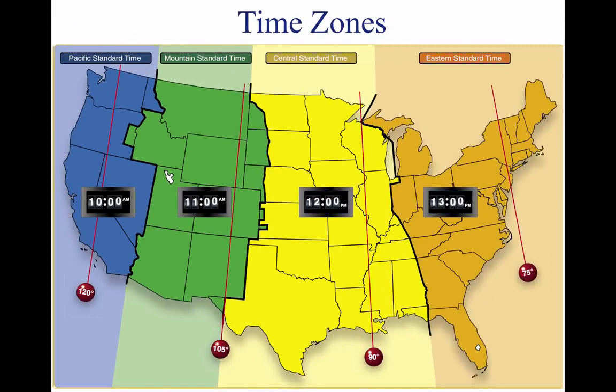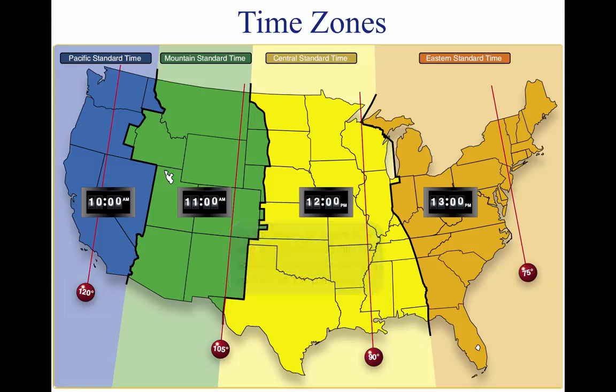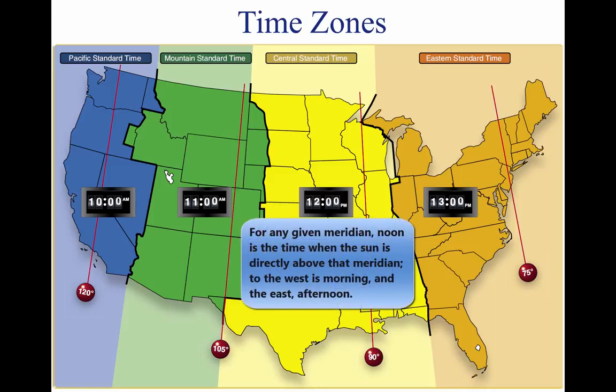The meridians are also useful for designating time zones. A day is defined as the time required for the Earth to make one complete rotation of 360 degrees. Since the day is divided into 24 hours, the Earth revolves at the rate of 15 degrees an hour. Noon is the time when the sun is directly above a meridian. To the west of that meridian is morning, to the east is afternoon.